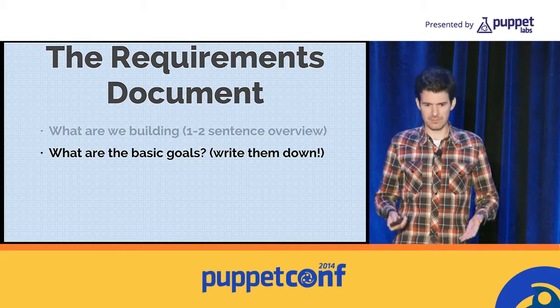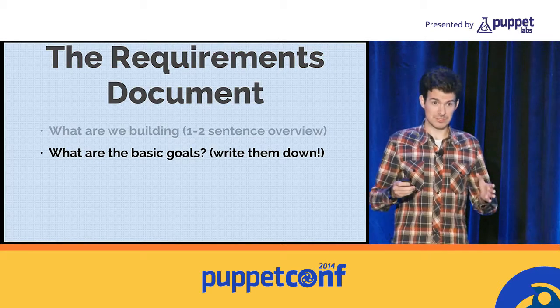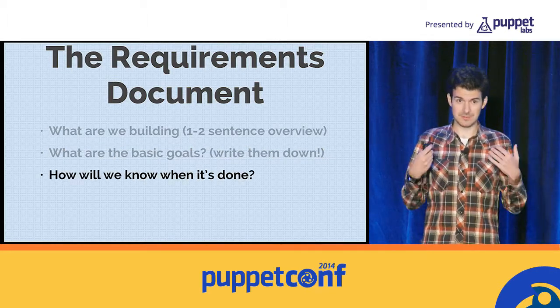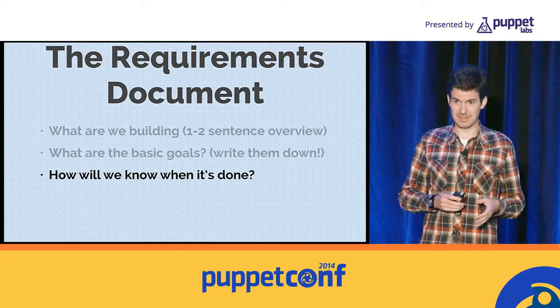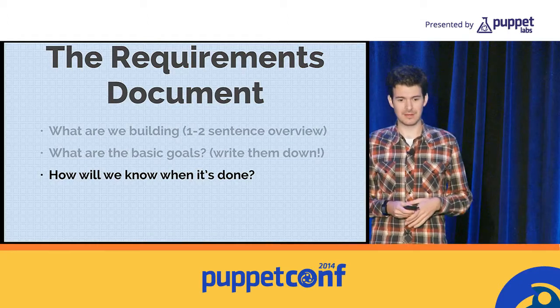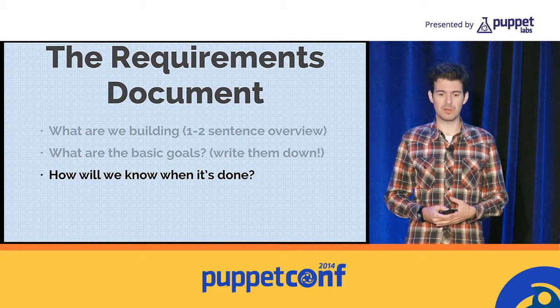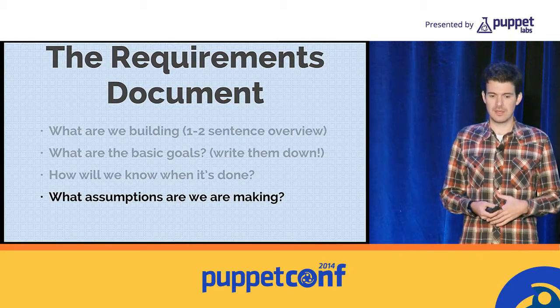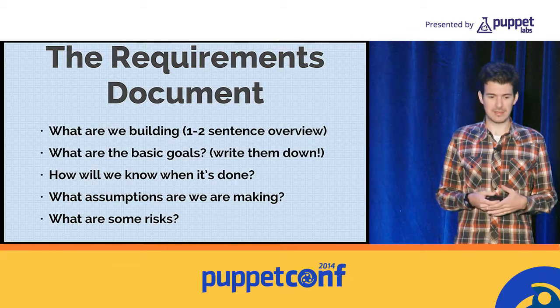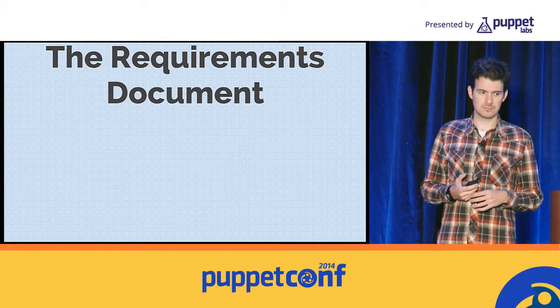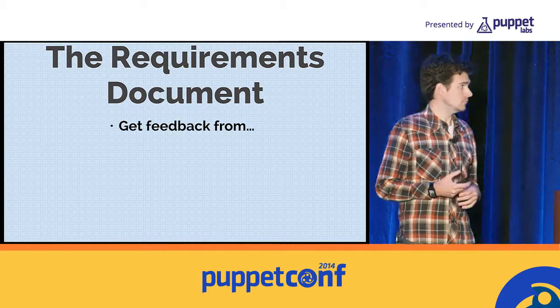If we were to start writing our requirements document, we would talk about what we're building, what the basic goals are for what we're building, and of course, while we're doing this, we're writing them down. And this is a proper document. It doesn't have to be long. It doesn't have to have company letterhead or anything like that. We need to define when this thing will actually be done. At what point will it be completed? And along the way, which assumptions are we making? And what are some risks while building this as well?